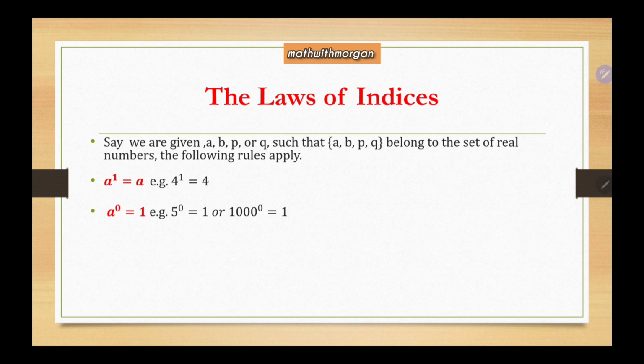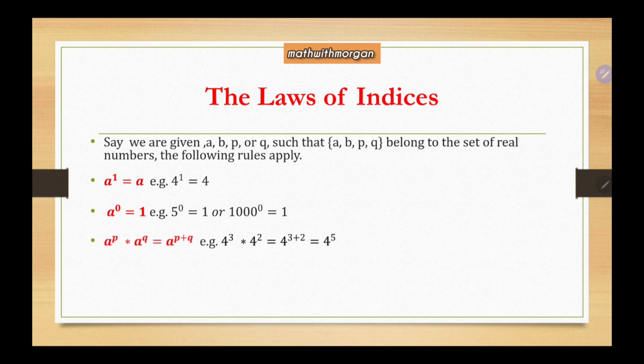Rule number 2: a to the power of 0 is the same as 1. For example, 5 to the power of 0 is equal to 1, and even 1000 to the power of 0 would still be 1, regardless. Even 1,000,000 to the power of 0 would still be 1.